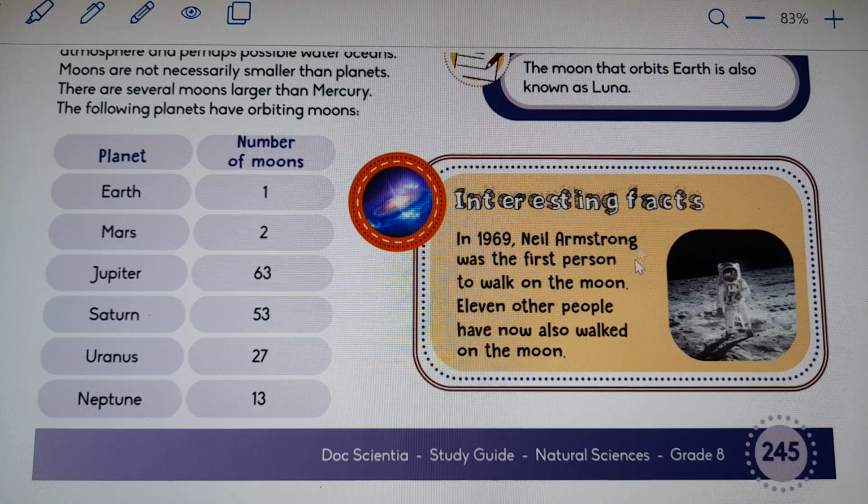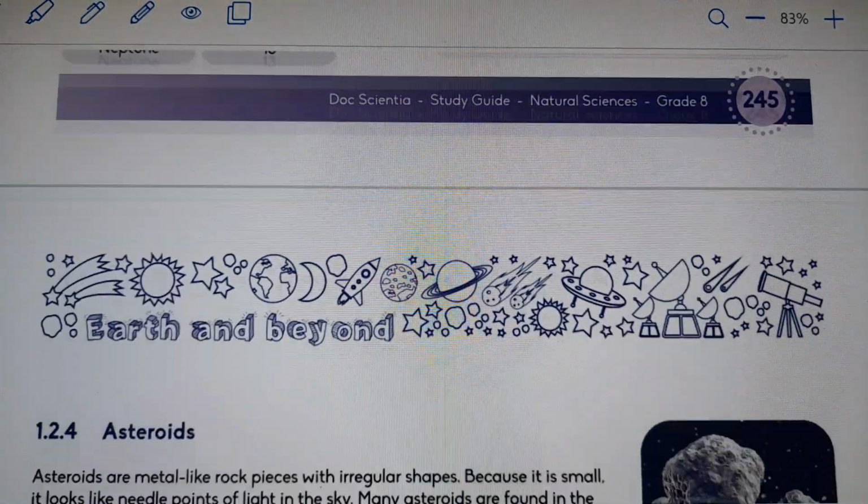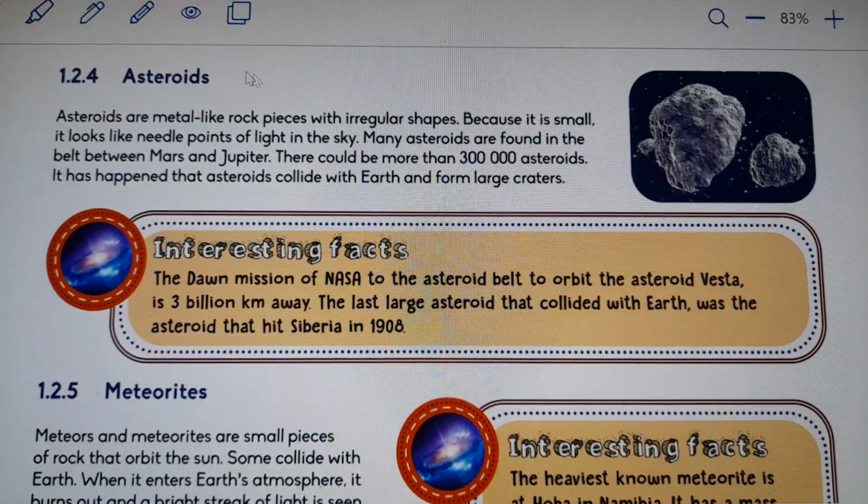Okay, I will read this interesting fact. In 1969, Neil Armstrong was the first person to walk on the moon. 11 other people have now also walked on the moon. So we have covered the moons and we go to the asteroids now.